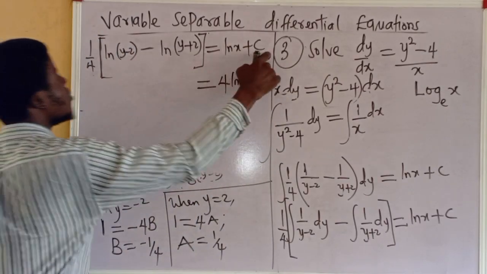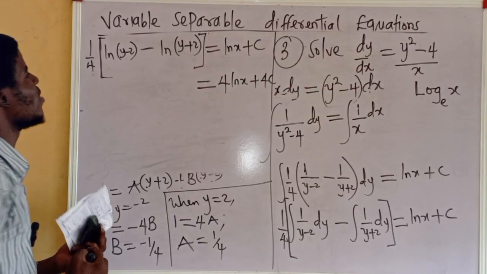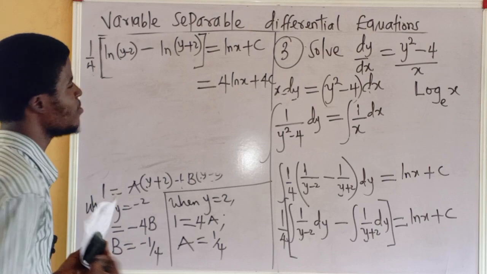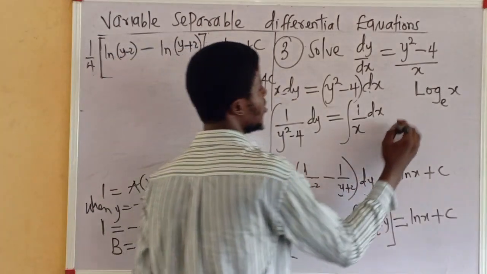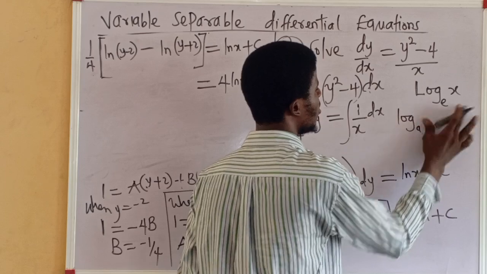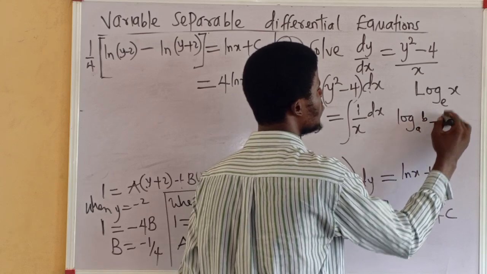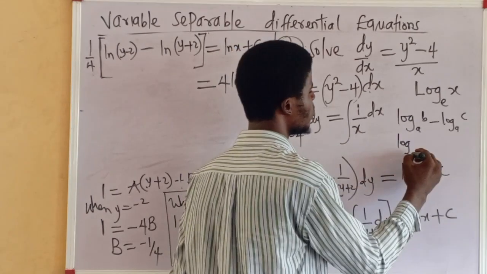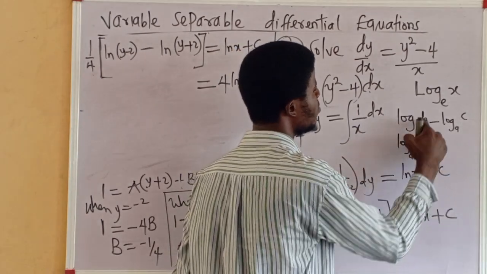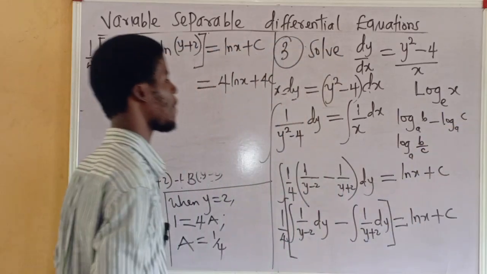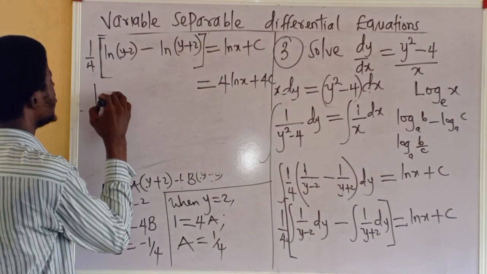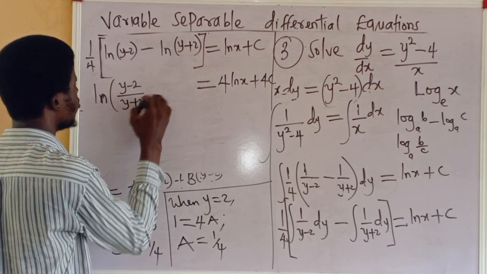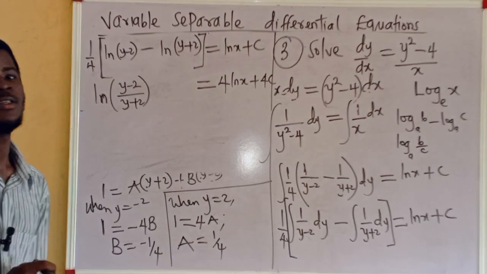Multiplying 4 by this, on the left hand side we'll have ln(y − 2) minus ln(y + 2). By the law of logarithms, log b to base a minus log c to base a, they have the same base, so we take the log to the same base of b divided by c. So this will now be ln of (y − 2) all over (y + 2). Now I want to take away the ln.